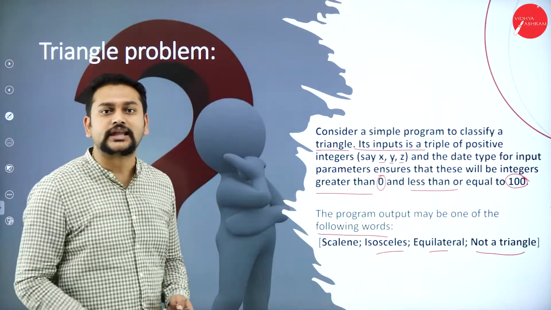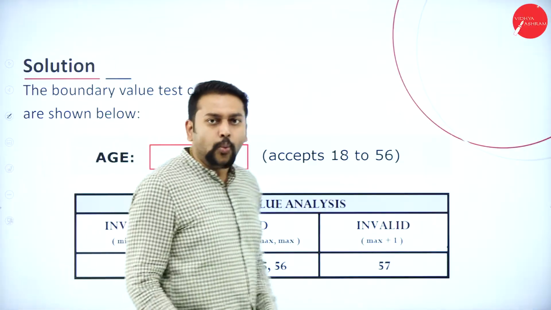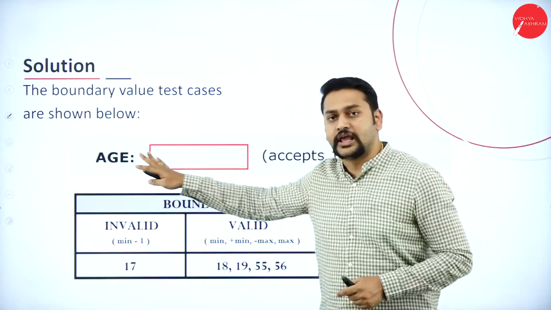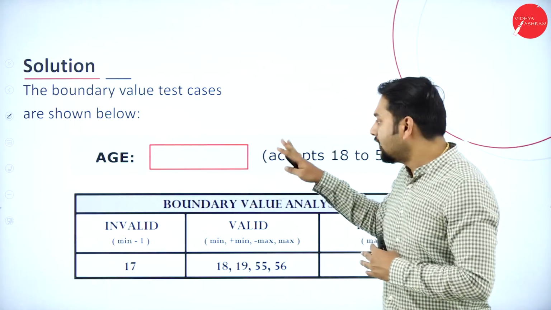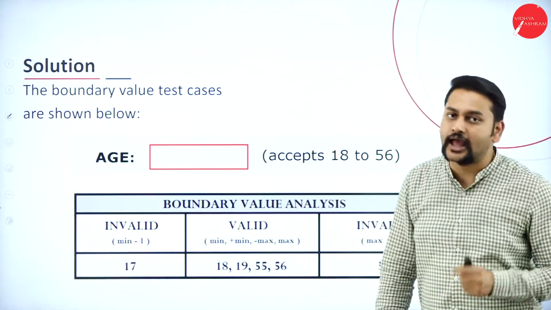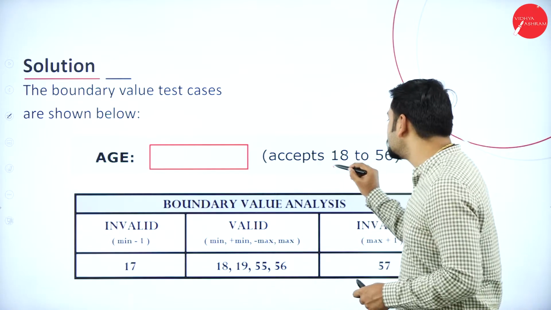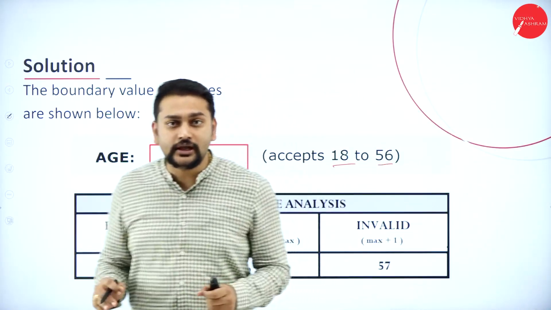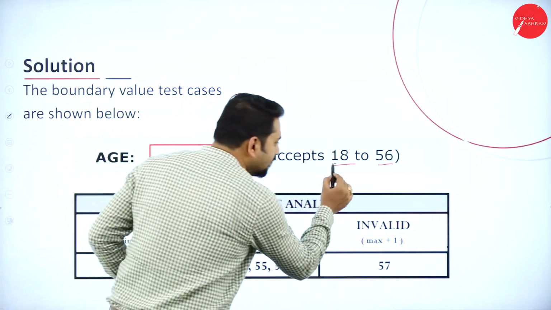To make you understand the boundary value, let me take an example. In this example, observe that I have a text box in which I need to enter the age. What is the constraint I have here? It accepts 18 to 56 characters. Please observe 18 to 56.